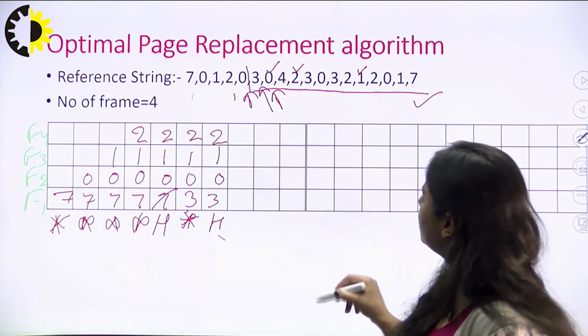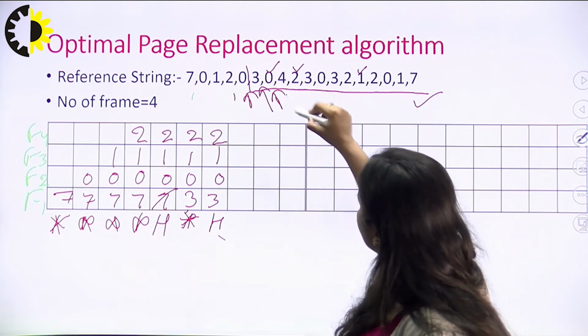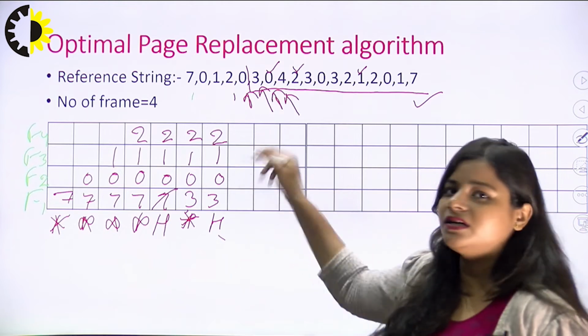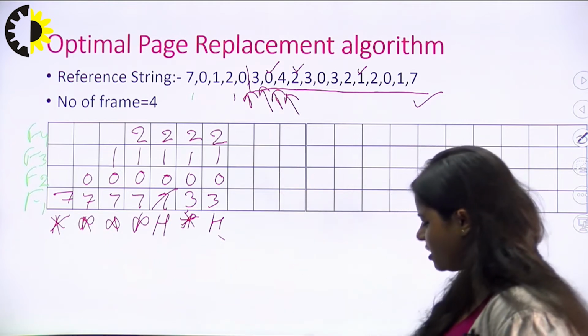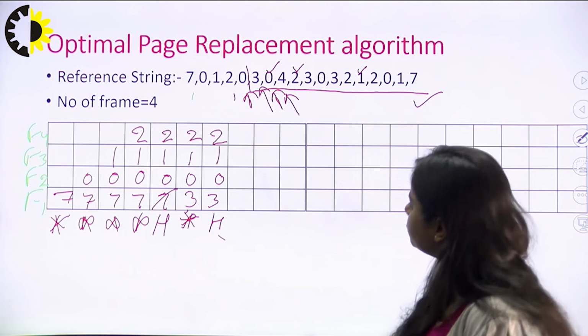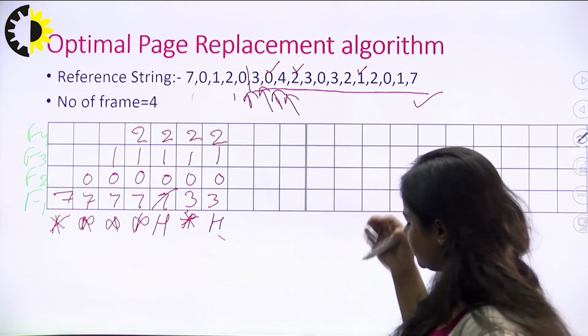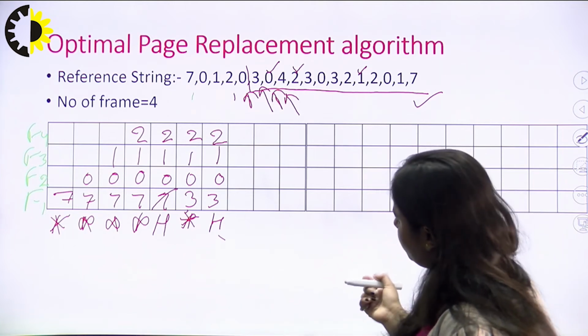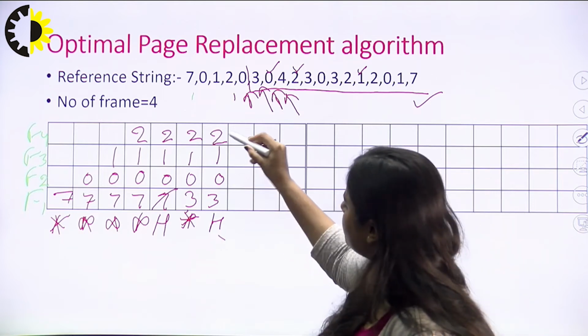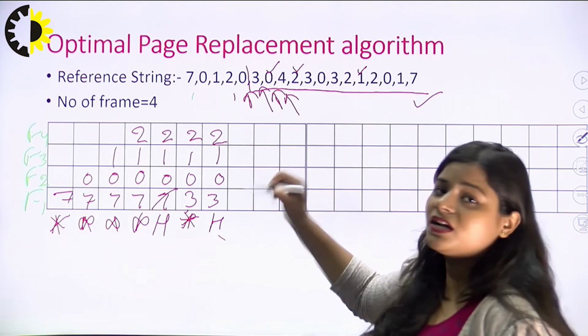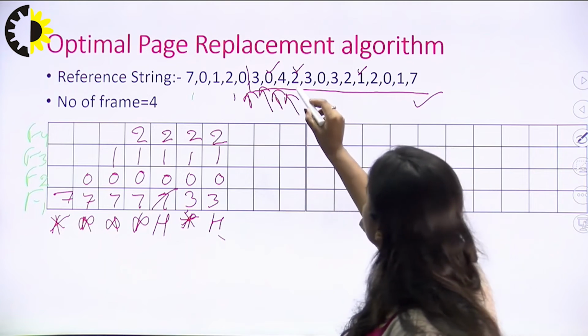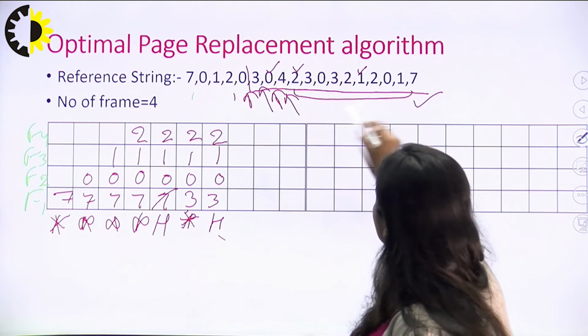Again 3 is there, 4 is not present inside the frame, and we have to remove one frame from the main memory. Which will we remove? We will look at 3 0 1 2 and see which of these frames will come last. So let's start up to this string.